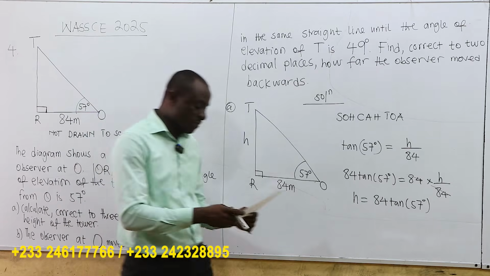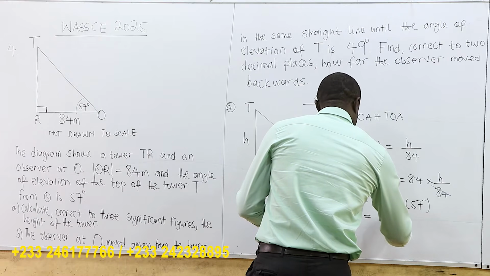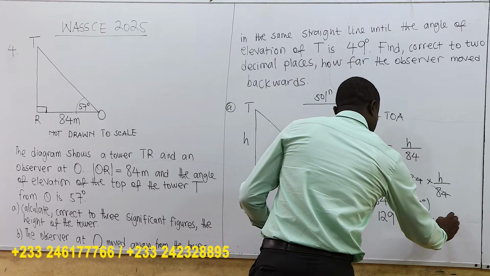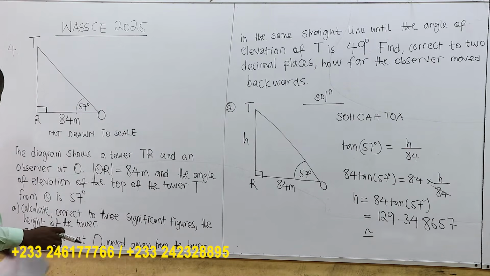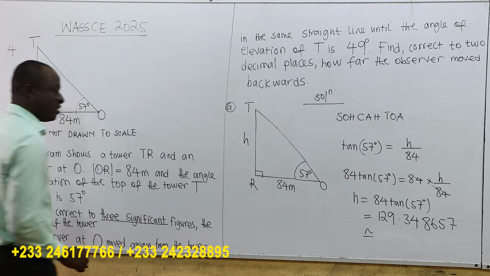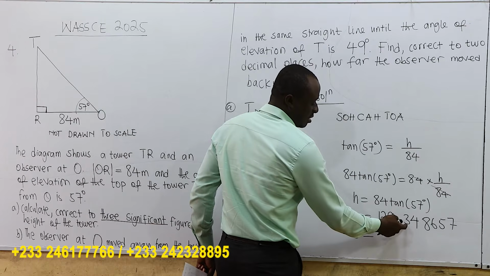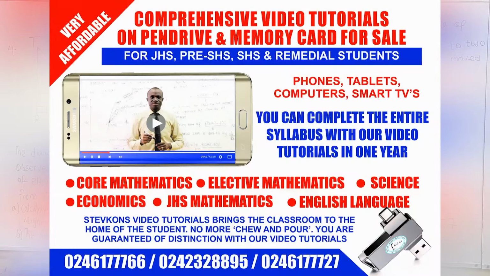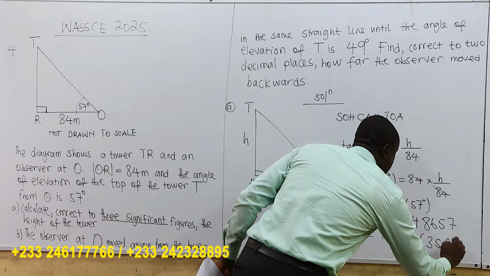Punch this on the calculator, and clearly when you punch this on the calculator, this is 129.348657. Now the question says to three significant figures. There's the first significant figure, second, third. Now this 3 doesn't have an effect on the 9. Why? It is less than 5. So clearly this is 129 meters, and that's 3 significant figures.